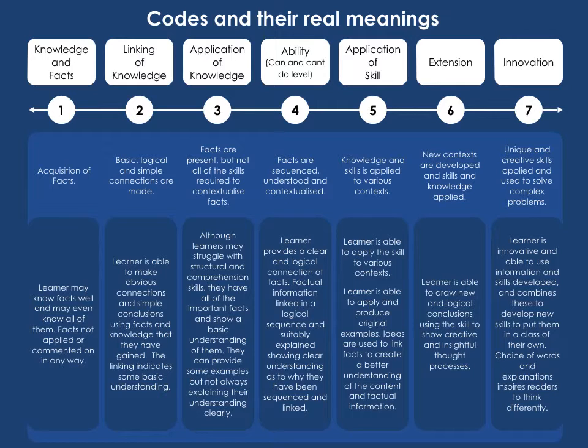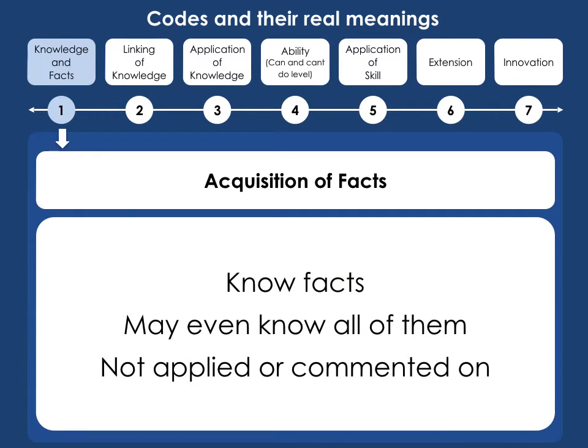Now, the first level, which is what we call the acquisition of facts. This is the knowledge and facts, and this is where a learner may well know the facts and may even know all of them, but the facts aren't applied or commented on in any way.